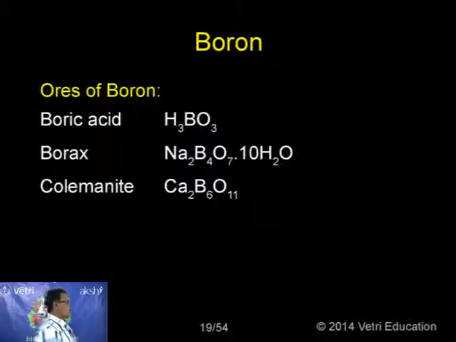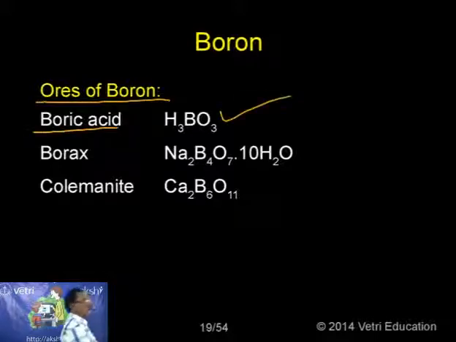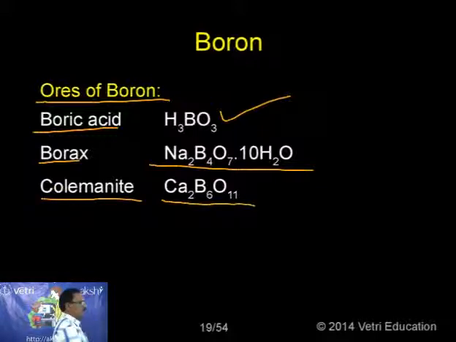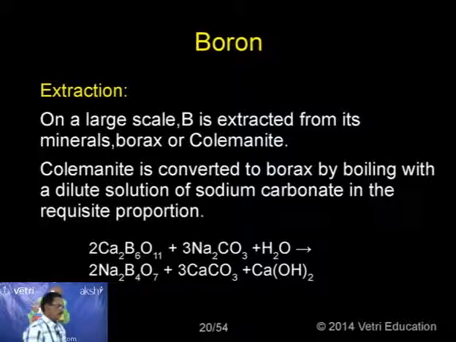Coming to the ores of boron, what are the ores of boron commonly available? Boric acid, H3BO3, is an ore. Borax, that is Na2B4O7·10H2O, sodium tetraborate decahydrate. And colemanite, another important ore, Ca2B6O11. So these are the common ores available for boron. Let me now take boron specifically and extract it from colemanite or borax.